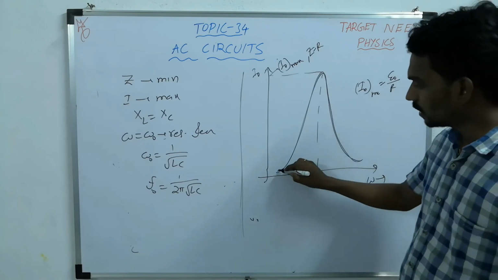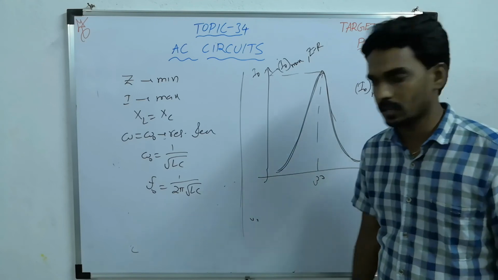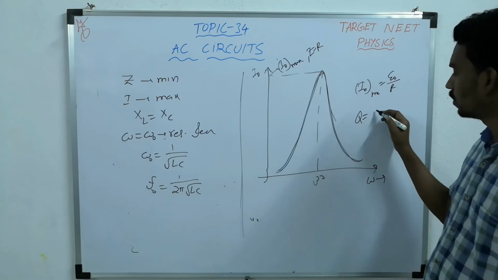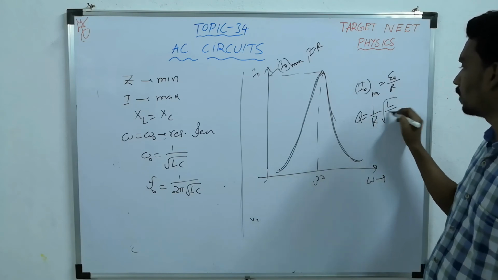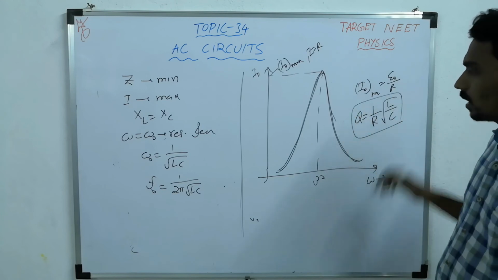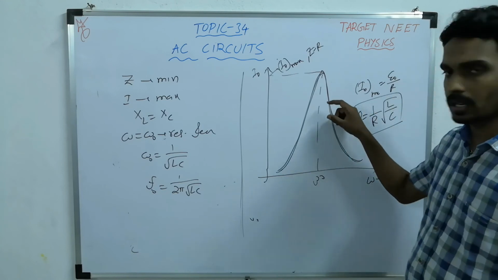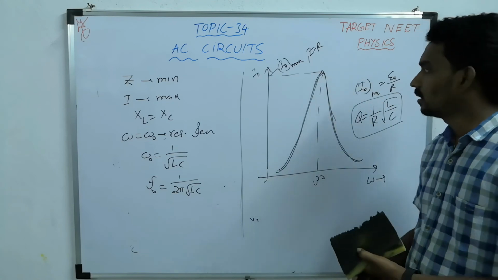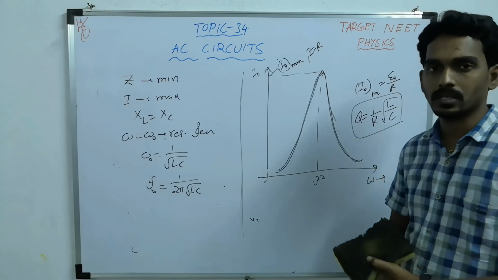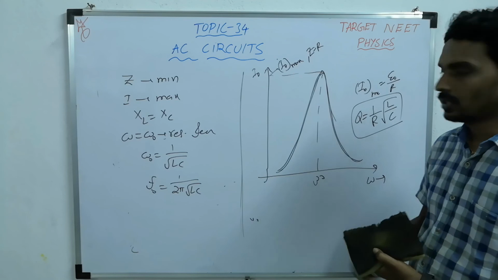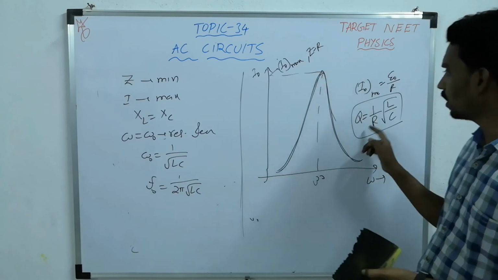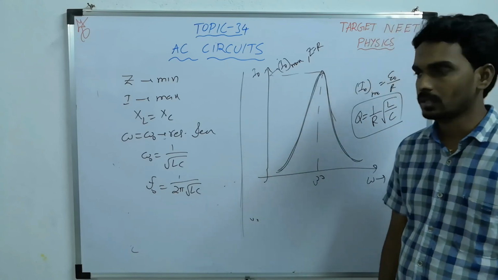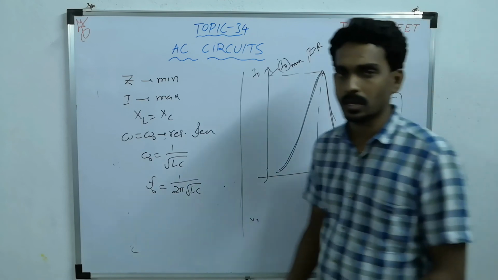And sometimes they measure the sharpness of the peak with the quality factor, that is called Q. So Q is 1 by R root L by C. The quality factor is nothing but a measure of the sharpness of the peak of the amplitude versus frequency graph. So the sharpness of this peak is called quality factor. Based on this also sometimes you will get questions. So please try to remember all the formulas.